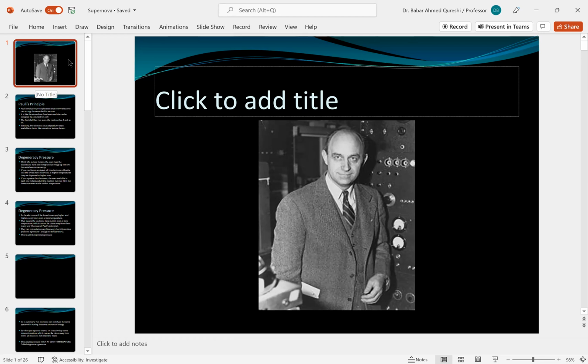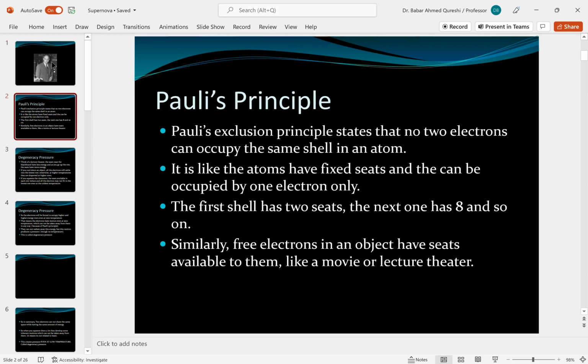So far we were saying that gravity is a one-way street. It just keeps crushing, and to stop it, you need nuclear reactions. But now I'm going to tell you, actually I told you last time, that there is another factor which can stop this. And that is Pauli's principle, or degeneracy pressure. This is Wolfgang Pauli who gave this principle. What's the principle? Let me just quickly recap what I said last time.